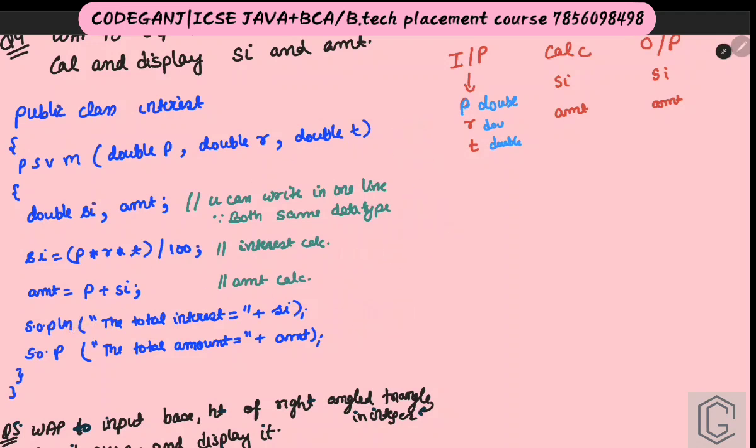And then they told you to calculate and display the SI and amount. So the total interest equals to plus SI, the total amount equals to plus amount. Simple. Here I have given ln because I want to change the line and go to the next line. Here there is no need of ln because we did not go to the next line.